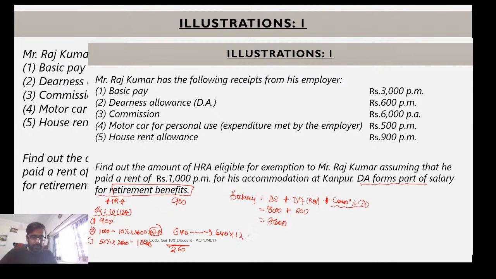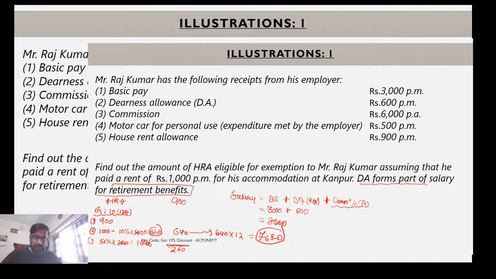So the yearly exemption which is receivable is 640 into 12, so it will be 7680. Yearly exemption will be 7680. So absolutely correct answer you have given, Kripesh. Your answer is absolutely correct. This is how we have to calculate the yearly exemption. Hopefully you are able to understand and your concept is clear, I'm assuming.